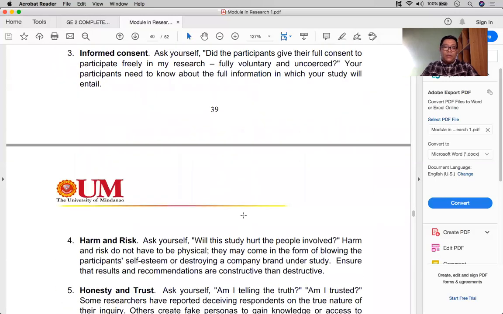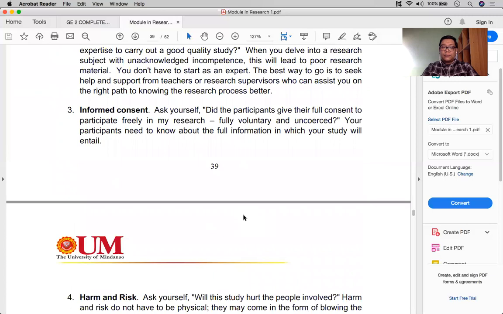We also have informed consent. Ask yourself, did the participants give their full consent to participate freely in my research, fully voluntary and uncoerced? Okay, did they freely give their permission that they be considered as part of your study? Your participants need to know the full information which your study will entail.